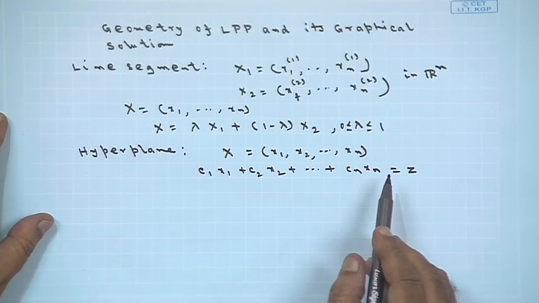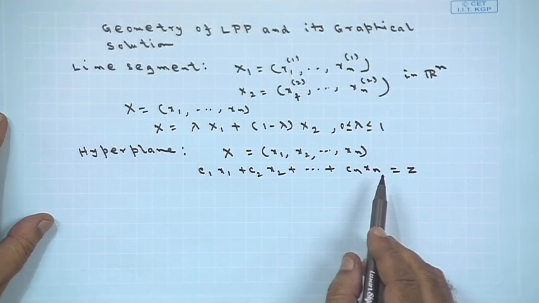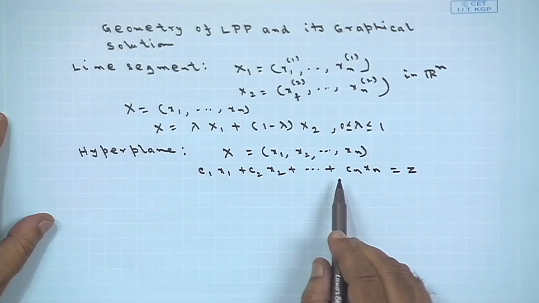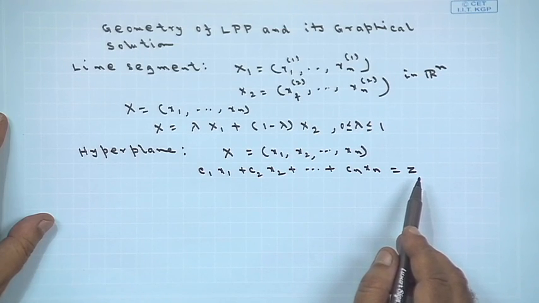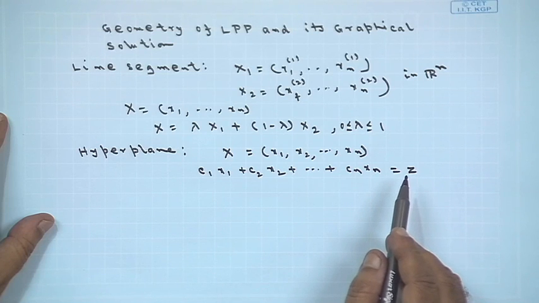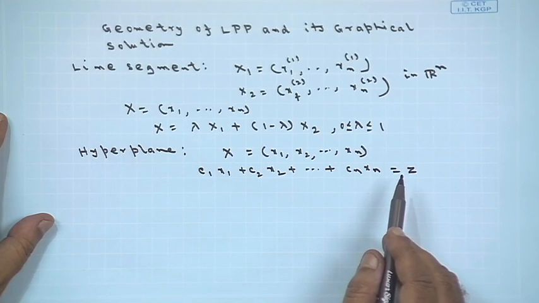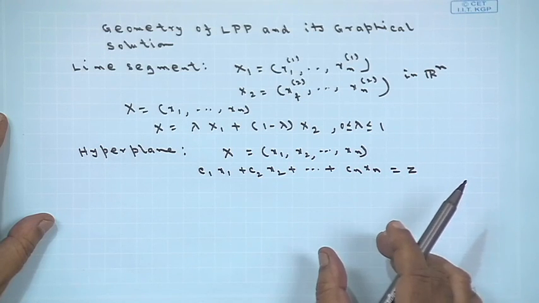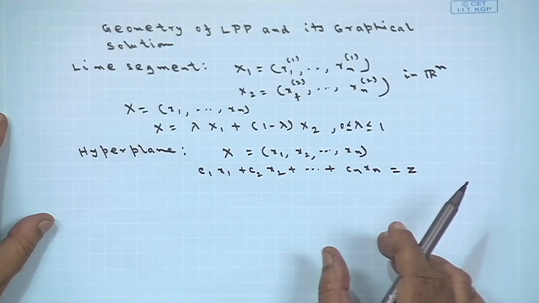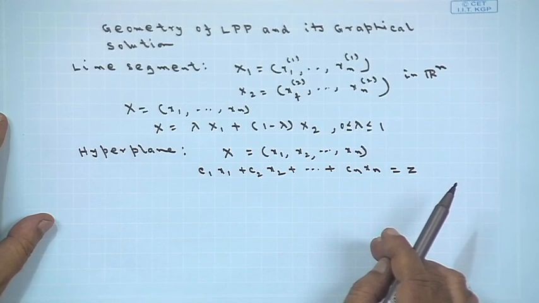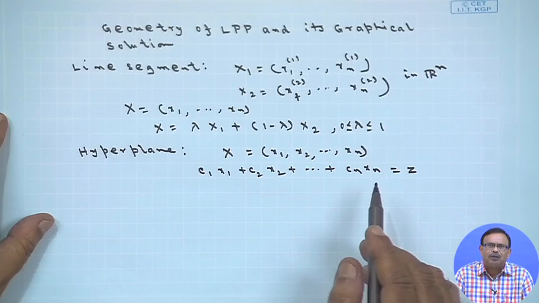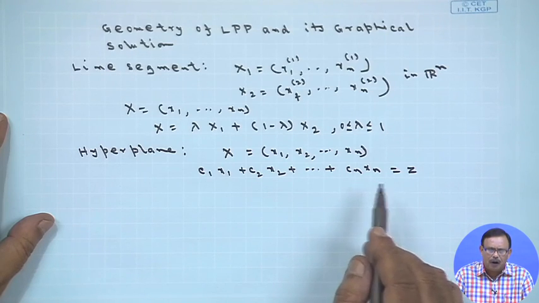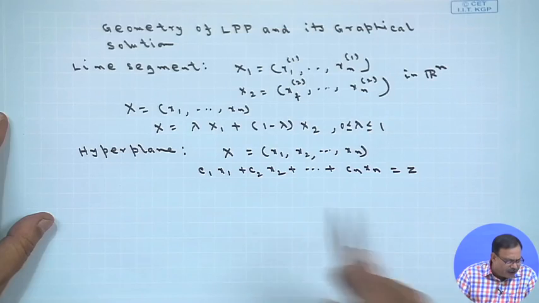Or in other sense, whenever I am supplying some values of c 1, c 2, up to c n and the value of z, then the objective function is representing one hyperplane. And in 2 dimensions it will look like a line, and that we will see when we find the graphical solution of the problem of 2 variables.